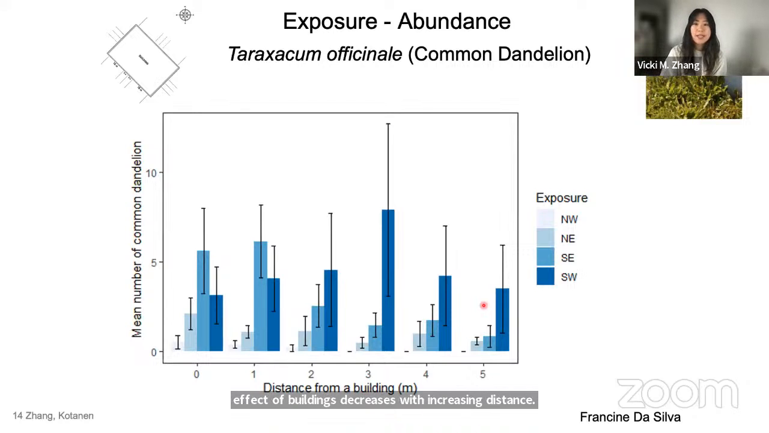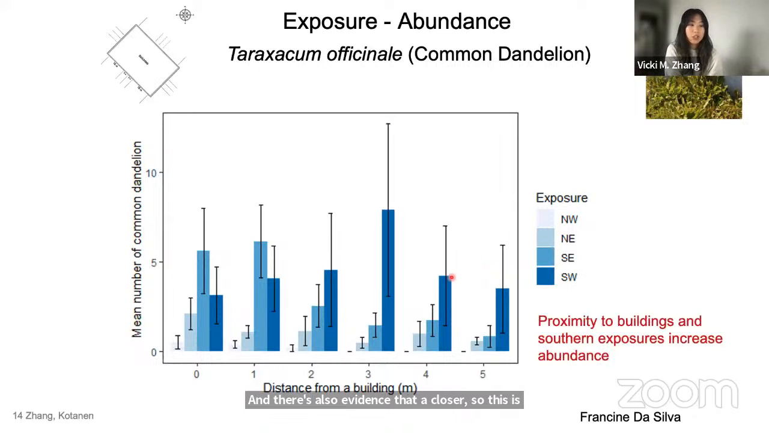And there's also evidence that closer proximity to buildings and southern facing exposures can increase population abundances of dandelion. And I don't show it here, but we also did collect soil surface temperature data, and we found that temperatures were warmer closer to buildings and on southern exposures.